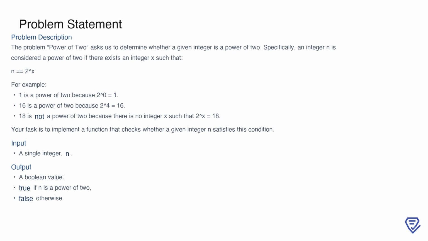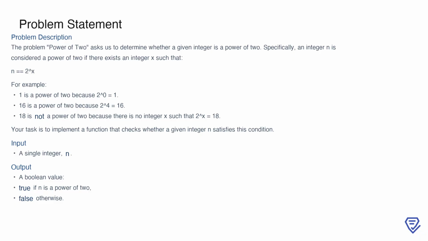For example, the number 1 is a power of 2 because 2 raised to the power of 0 equals 1. Similarly, 16 is a power of 2 because 2 raised to the power of 4 equals 16. However, 18 is not a power of 2 because there is no integer x that satisfies the equation 2 to the power of x equals 18.